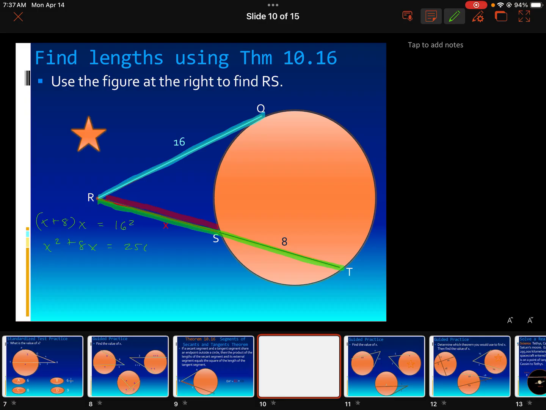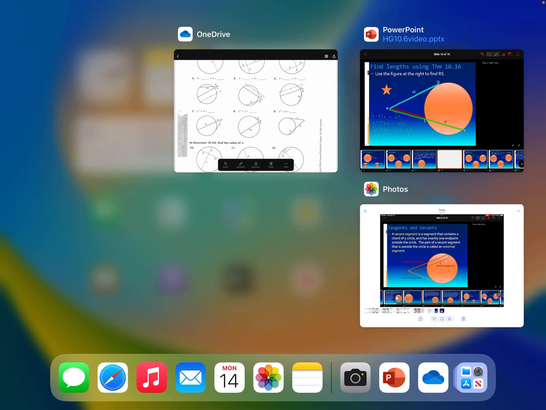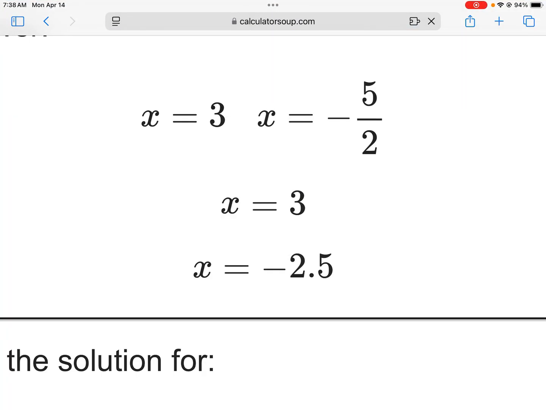I think 16 squared is 256. I should know that. I'm pretty sure it is, though. Yeah, it is. Okay, now you want to solve for x. I want to get everything on one side. Can I think of some factors of 256 that give me a sum of 8? Yeah, I could figure it out if I wanted to. I could use my calculator. I could just go to my quadratic equation solver as well.